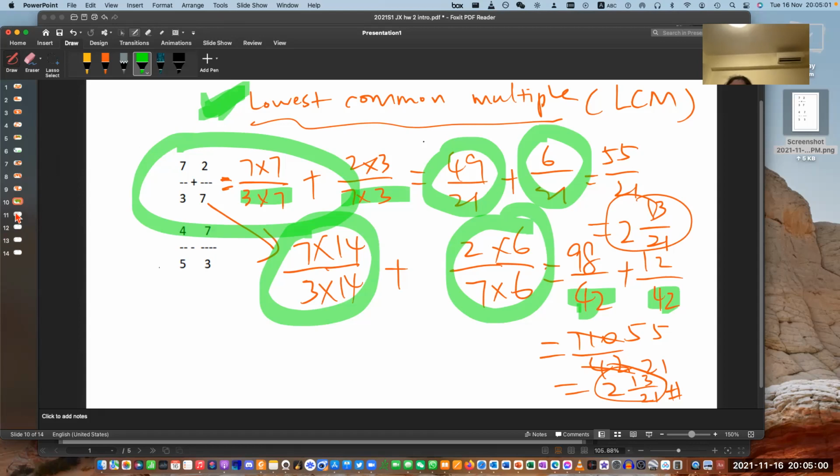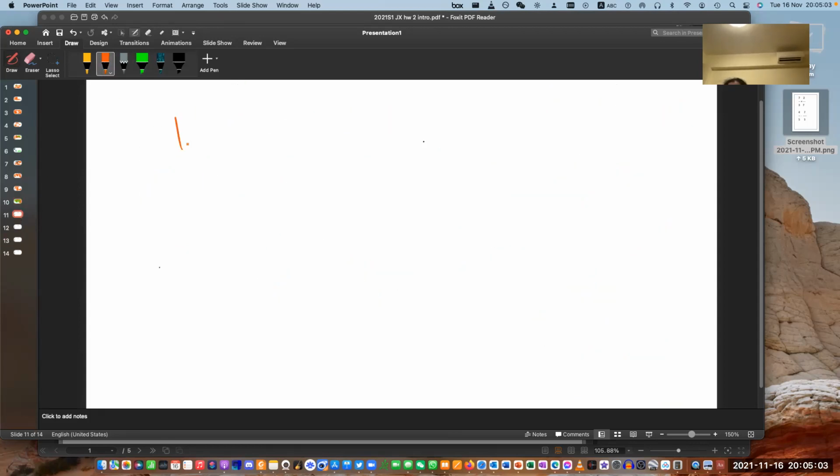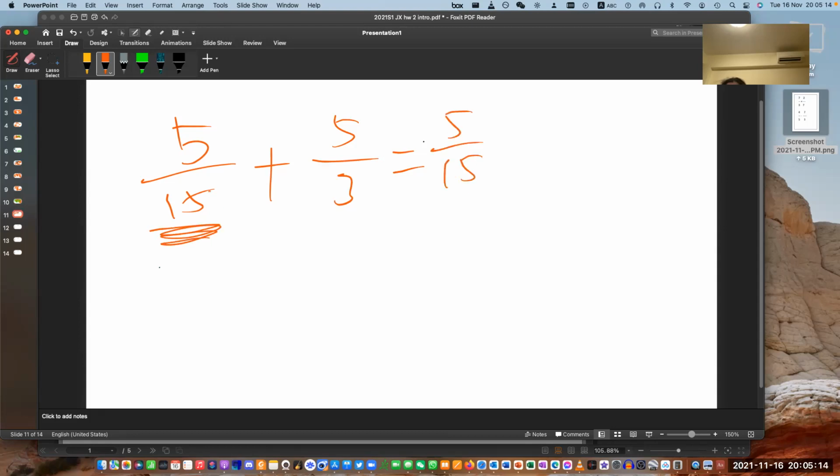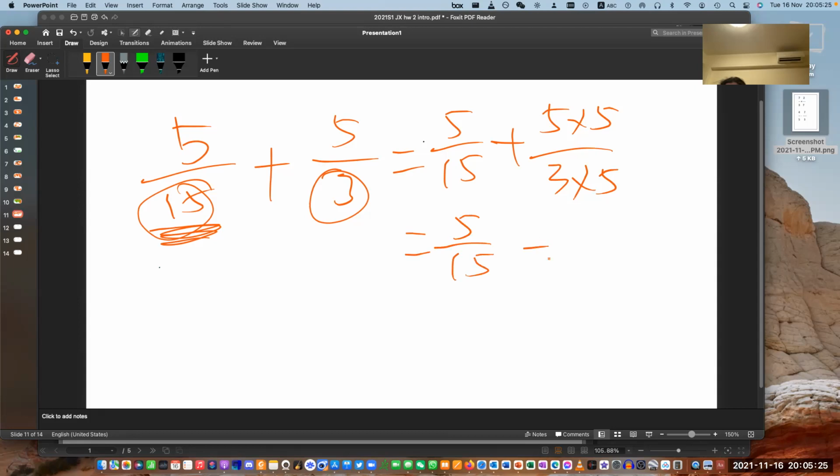Yes. So in fact, a lot of other questions are like this. Let's say you have 5 over 15 plus 5 over 3. For this one, you don't have to do anything to the first fraction, because 15 is the lowest common multiple between 15 and 3. So you just times 5 for the second fraction. And you're going to end up with 5 over 15 plus 25 over 15. And of course, you have 30 over 15. And then the answer is 2. This is one way.